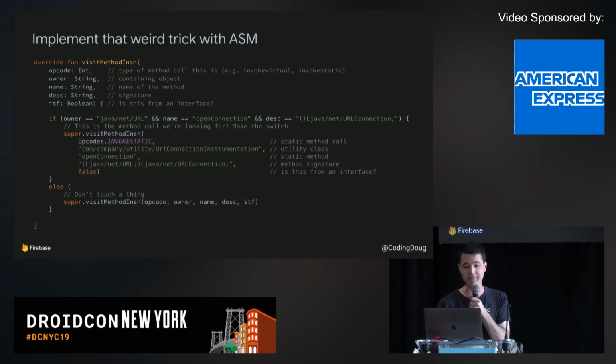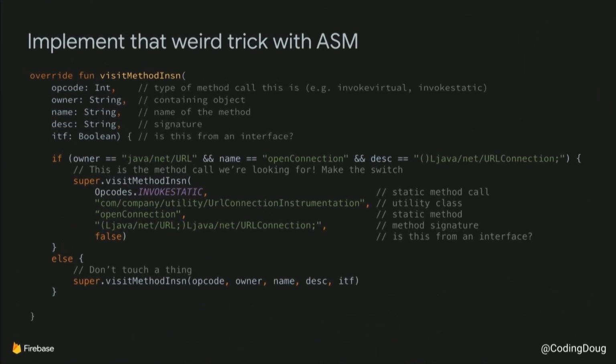So all we can do is tell ASM, instead of calling, well, let's look at the else first. If we don't change anything, we just call through to the superclass visit method instruction and change nothing. We just pass the call right through and make no changes. But if the method is interesting to us, instead of calling visit method instruction with the exact same stuff, we're going to change it to an invoke static. And we're going to direct it into the class, the method, and the signature that I've chosen to redirect. And that's it. That's all you have to do.